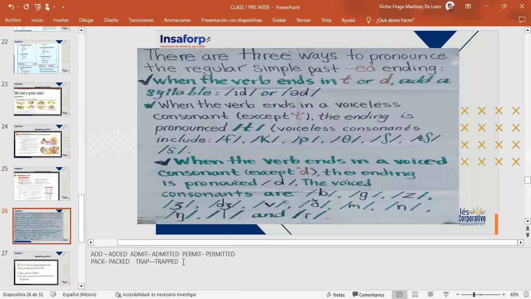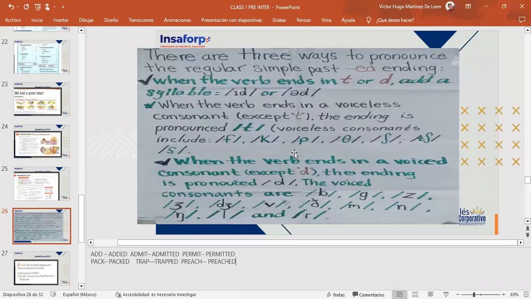No, ese es preach. Vamos, sí está preach, sí. Okay. I preach. También, ¿verdad? Porque un sonido, aquí está el símbolo para el CH, preach. Entonces la ED va a sonar como T. ¿Ok?